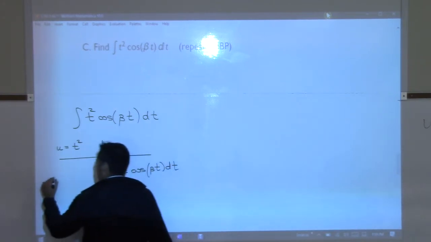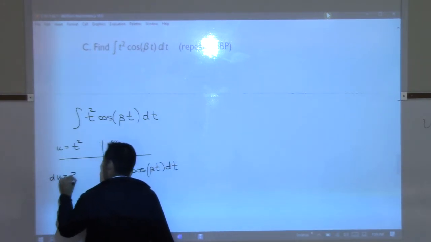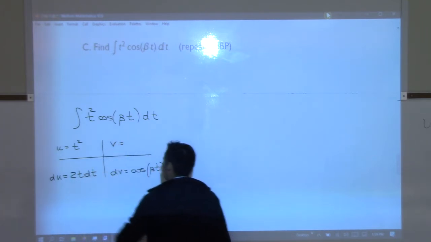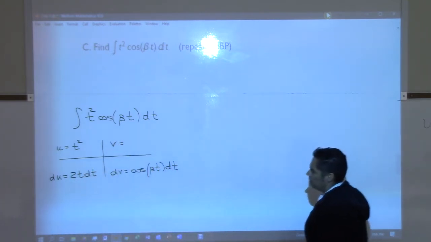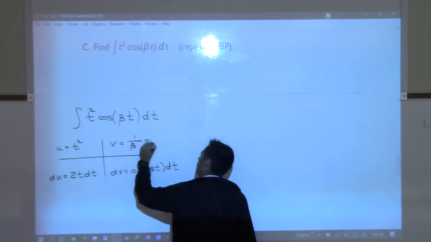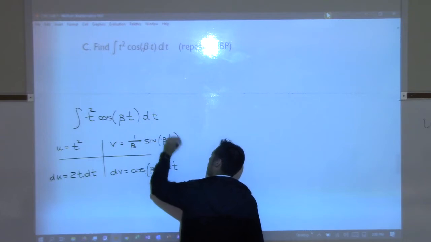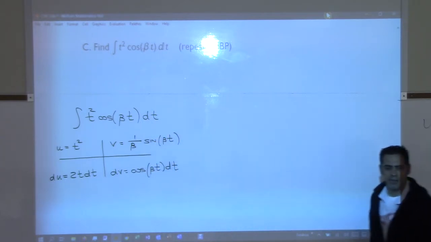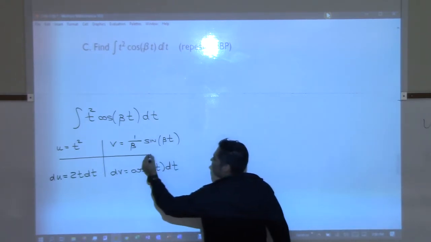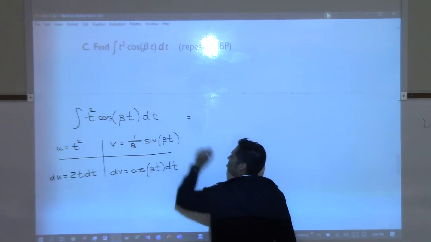I like it. So du is 2t dt. And v here, Shay, you want to tell me that? Sine, or 1 over beta. 1 over beta sine beta t. Everyone okay with that 1 over beta? That's your constant. You have to scale out that constant. Good thing we talked about that earlier today, yeah? All right. Let's crank it.